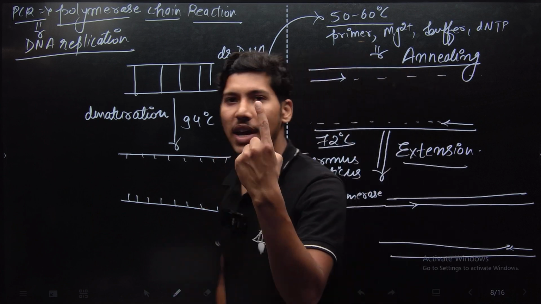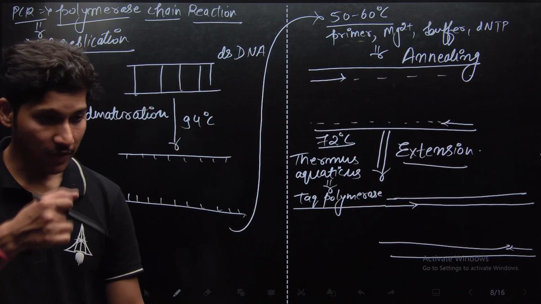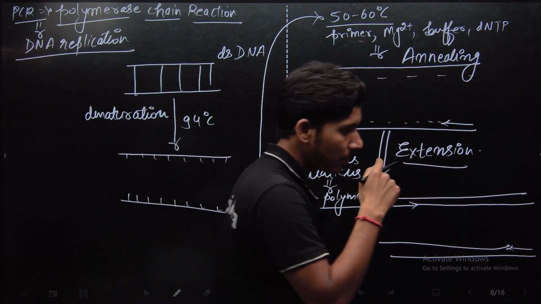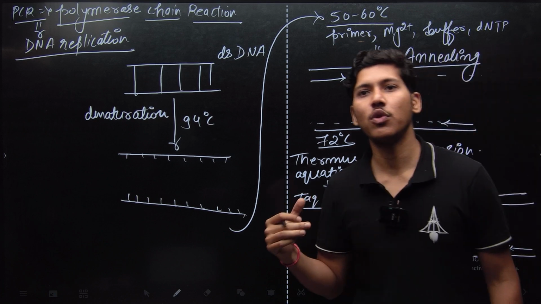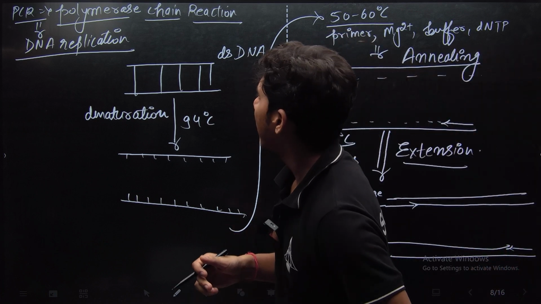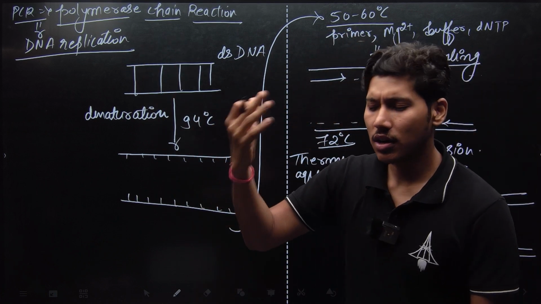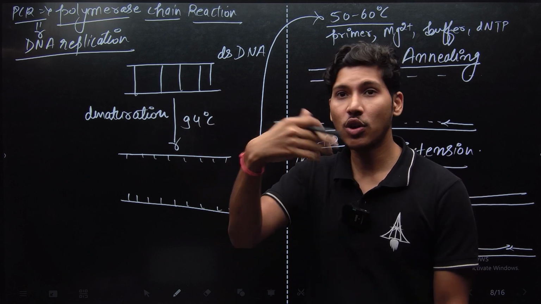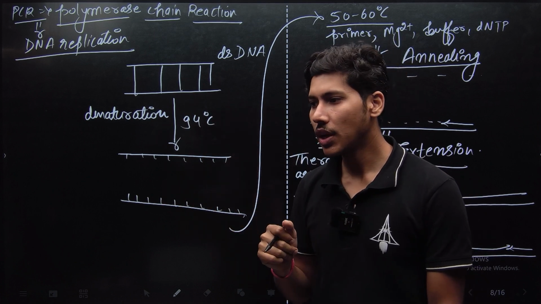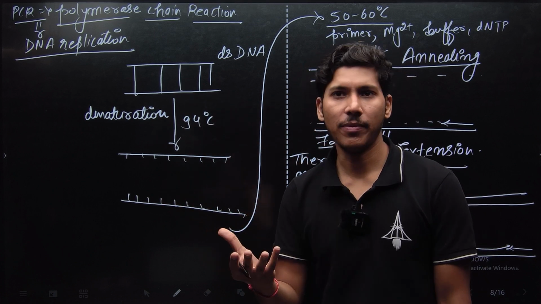Now, this chapter has one more topic which is very important, and it is PCR. A question was asked in the 2024 IIT exam also. And PCR is basically a method to amplify the gene of interest or to amplify any DNA.